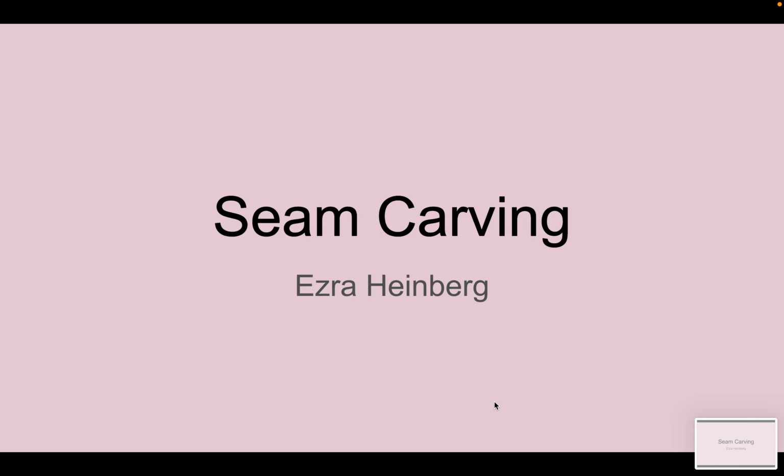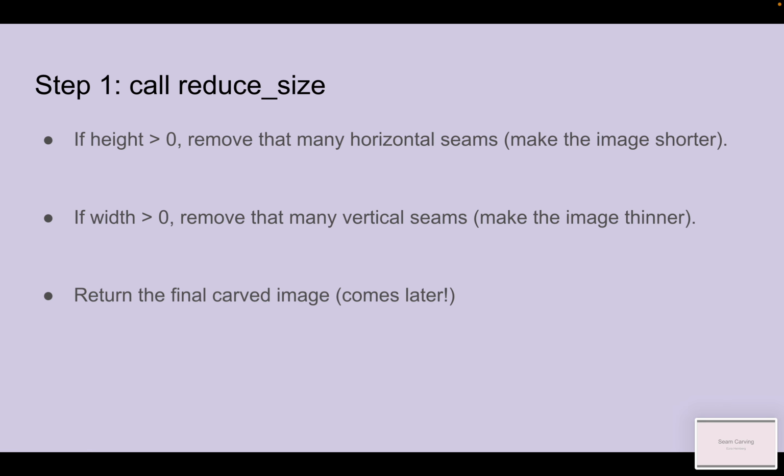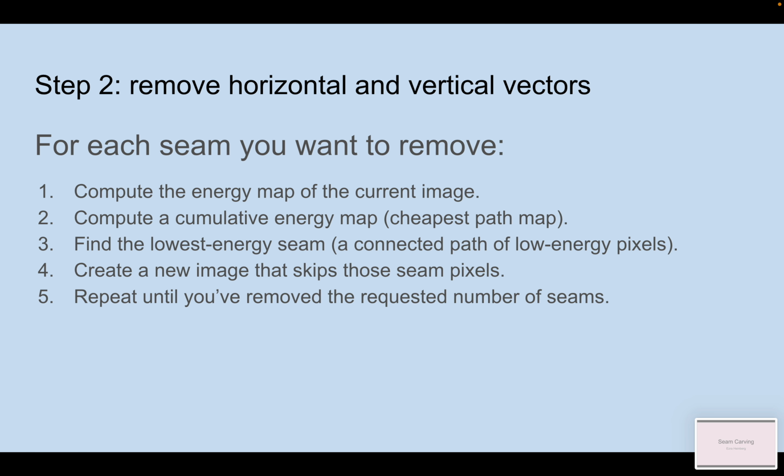Guys, in this presentation I'm going to be talking about seam carving, which is a method of dynamically cropping an image so as to not crop out important artifacts. The first thing we're going to start with is a call to a function called reduce size. In this function, if the height is greater than 0, we're going to remove that many horizontal seams, and vice versa for the width, and then later we're going to return the final carved image.